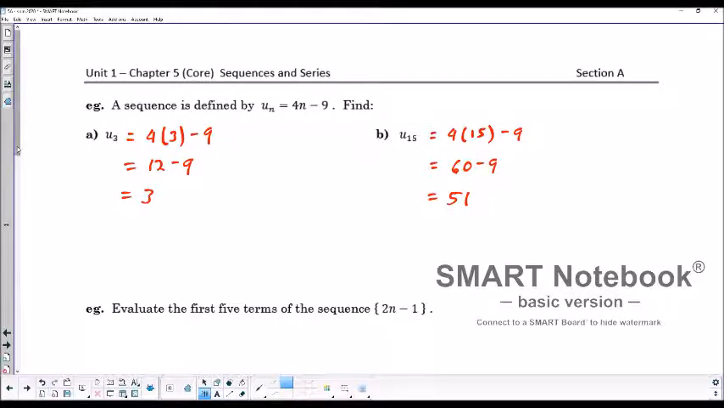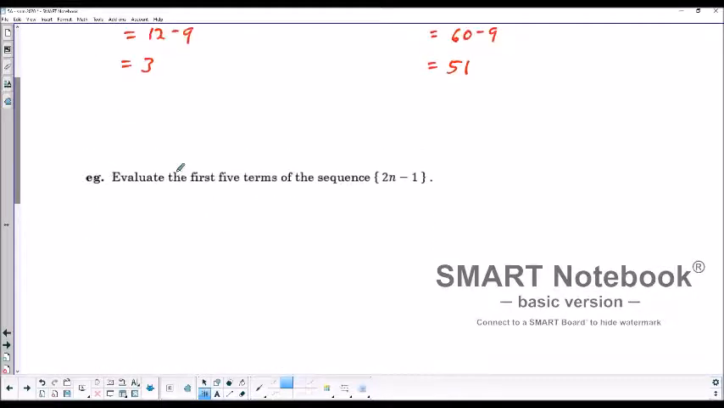Okay, and then the second example: evaluate the first 5 terms of this sequence, 2n minus 1. So n is 1 at first, so 1 times 2 is 2, minus 1 gives us 1. The second term, 2 times 2, which is 4, minus 1 is 3. Third term, 2 times 3 is 6, minus 1 is 5. The fourth term, 2 times 4, 8, minus 1 is 7. And you can sort of guess that 9 would be the fifth term.